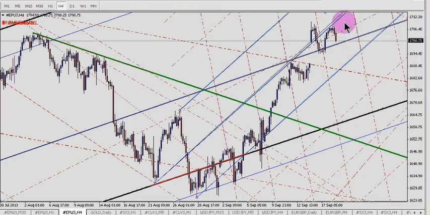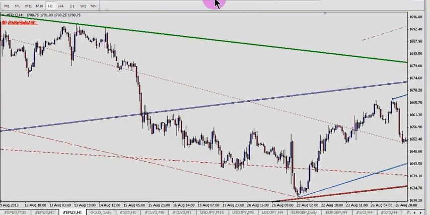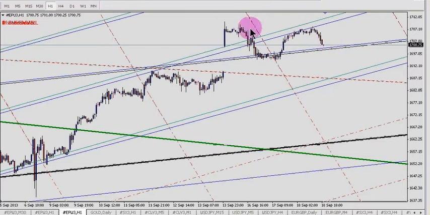Let's go on to the E-mini S&P. Just have a look at the big picture. Today we've seen almost what amounts to a double top in the 60-minute, failure to make a higher high. And I want to show you this. Just have a look at this.